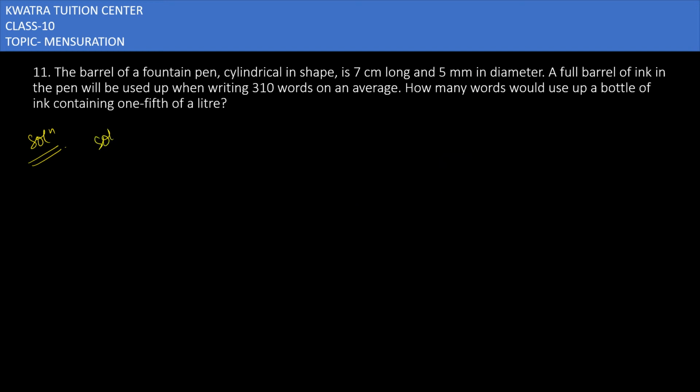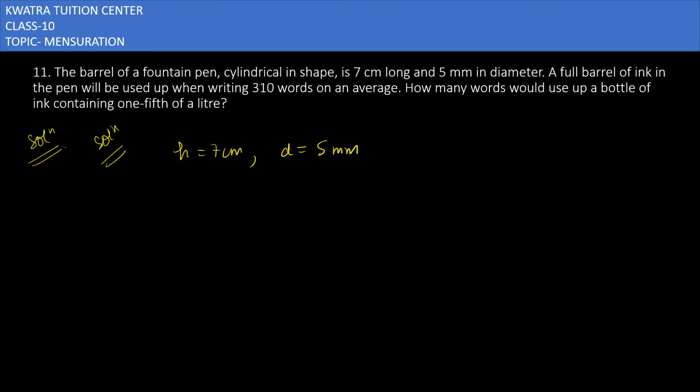Moving to question number 11, it says barrel of a fountain pen, cylindrical in shape, is 7 centimeter long and 5 mm in diameter. A full barrel of ink in the pen will be used up when writing 310 words on an average. How many words would use up a bottle of ink containing 1/5 of a liter? So you can see height of a barrel is there, which is 7 centimeter. Diameter is there, which is 5 mm.